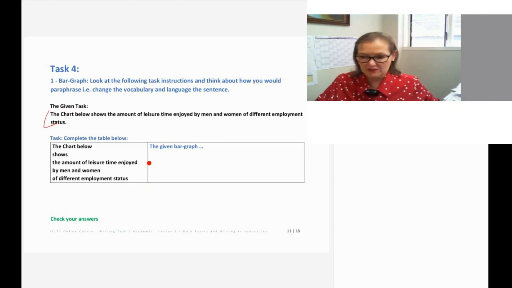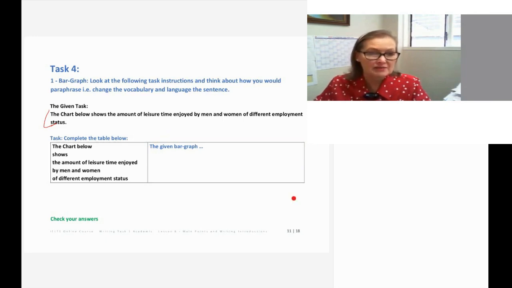And let's have a look at the next slide. Now, of course, there are many different ways that you could write this, and many of them would be correct, but I'll show you what I thought of when I looked at that task. So have a look step by step.